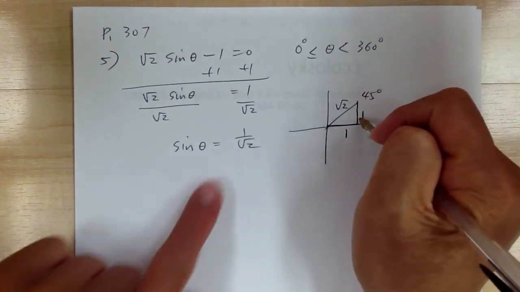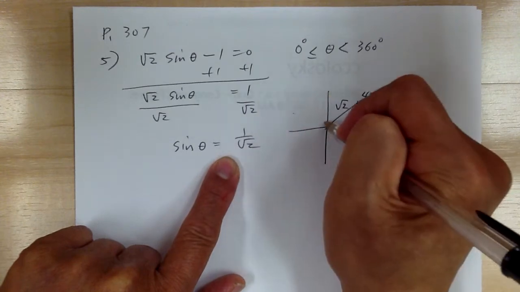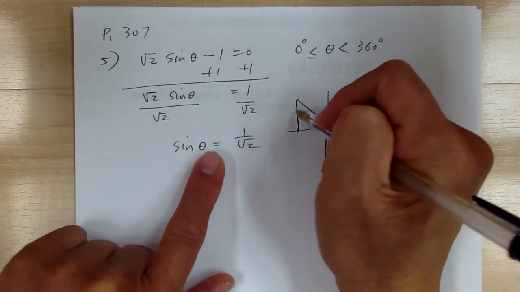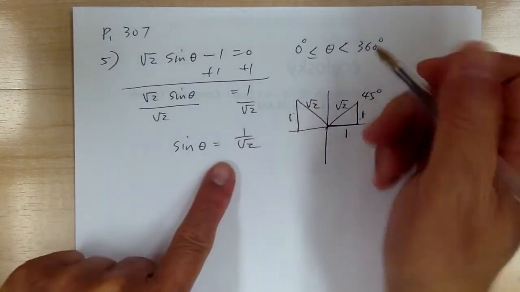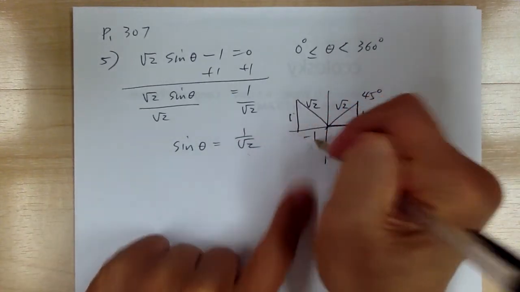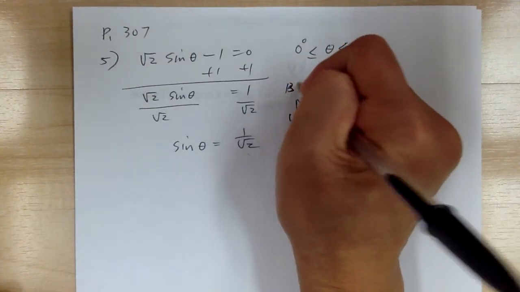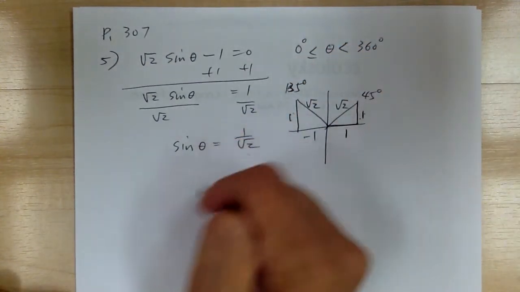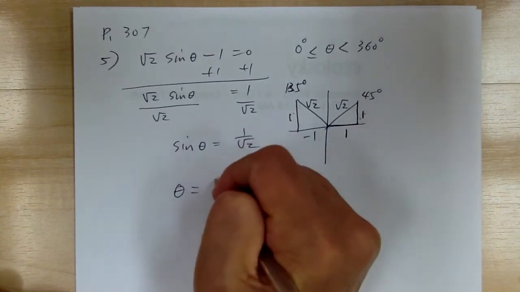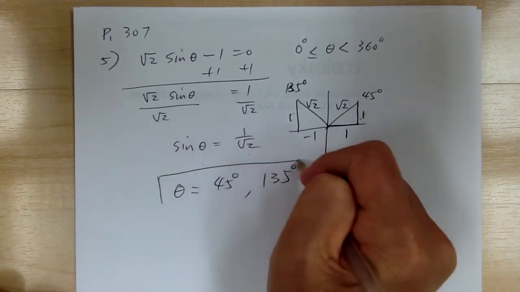Since sine is positive, there's another possibility. Sine positive, you're going to get quadrant 1 and quadrant 2, right? So again, 1 and square root of 2, and you've got two possibilities. But in this case, cosine is negative, and so this is 135 degrees. So from here, you're going to get theta equal to 45 degrees and 135 degrees.